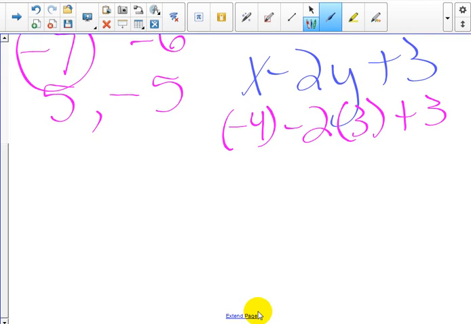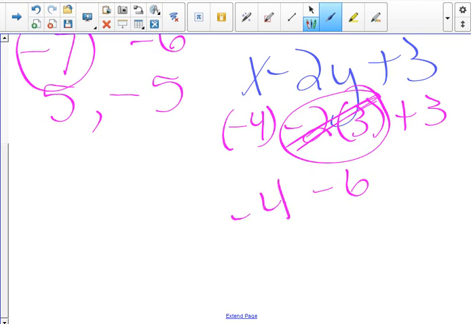Now I'm going to follow my PEMDAS rules. So parentheses, there's nothing inside parentheses to do. There's no exponents. I do have multiplication right here. -2 times 3 is -6. So that's done. And I'm just going to carry down the other things. And I'm going to take the parentheses off my -4 and carry down the +3, plus 3.